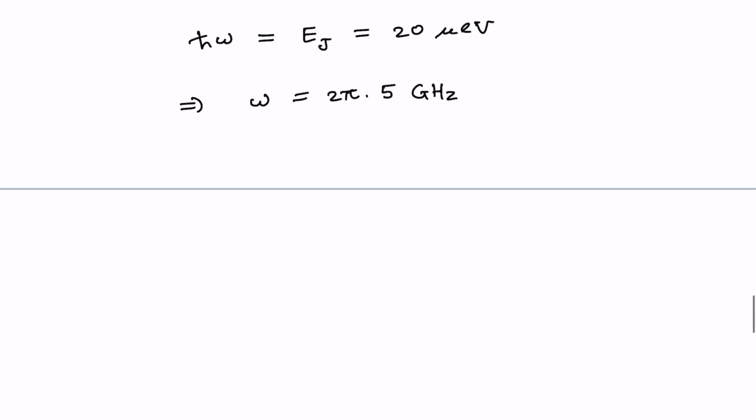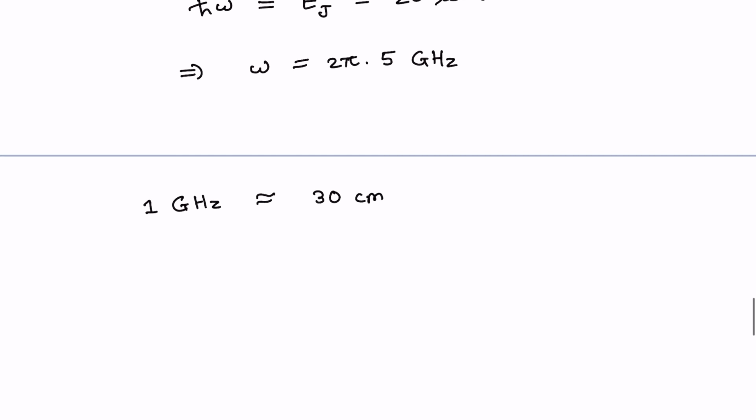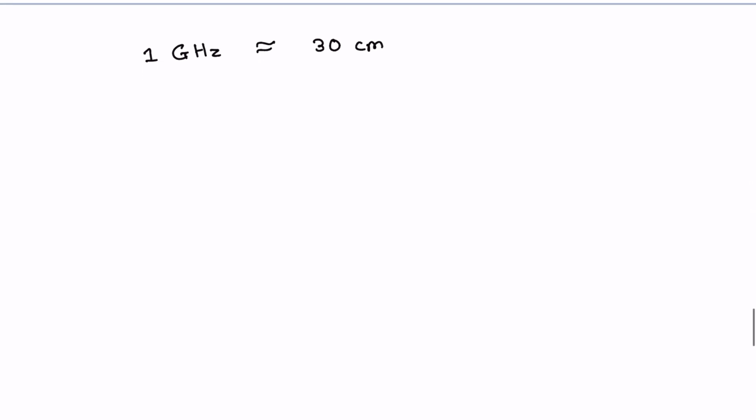Now I hope you know that 1 gigahertz is equivalent, in wavelength, to 30 centimeter. So quite clearly we are in the microwave regime now. So that means if you want to couple the two energy levels, then you have to send a microwave signal. Now in this context, let me make a few comments about atom field interaction in cavity QED.